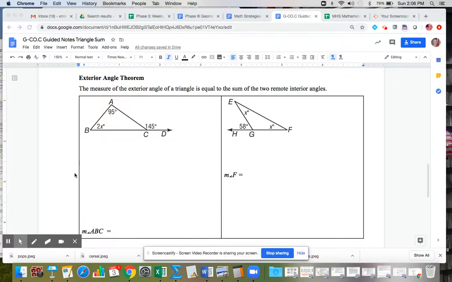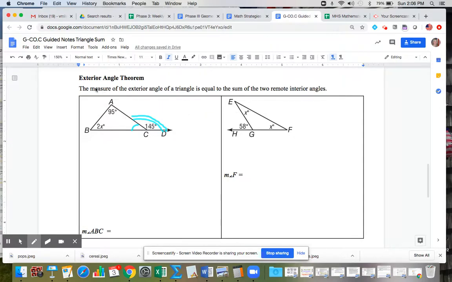So we're given an example here. In this example, we see that there's a triangle ABC. The measure of angle A is given as 95 degrees. Angle B is given as 2x. And this little angle here is not given. But what I see is that there is what's called an exterior angle here.